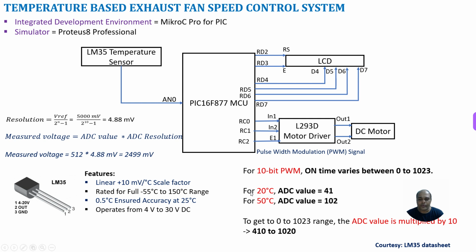So in order to accommodate these temperature values in a PWM signal, we are going to consider a 10-bit PWM, where the on time varies between 0 to 1023. 10 bit in the sense 2 power 10, so 2 power 10 is 1024. So 1024 means I am going to have a duty cycle variation from 0 to 1023.